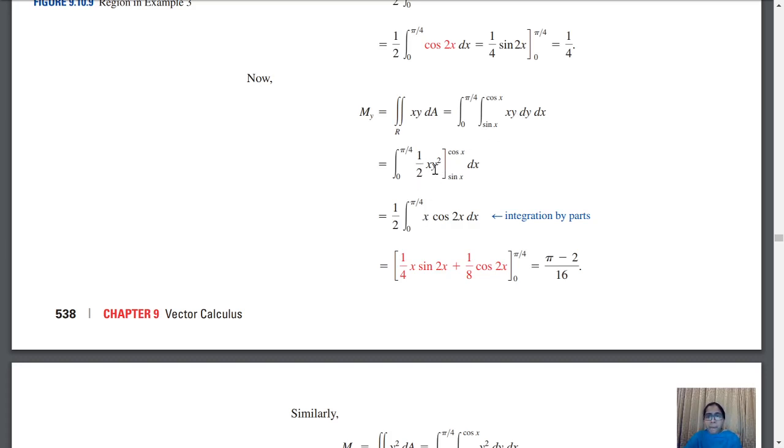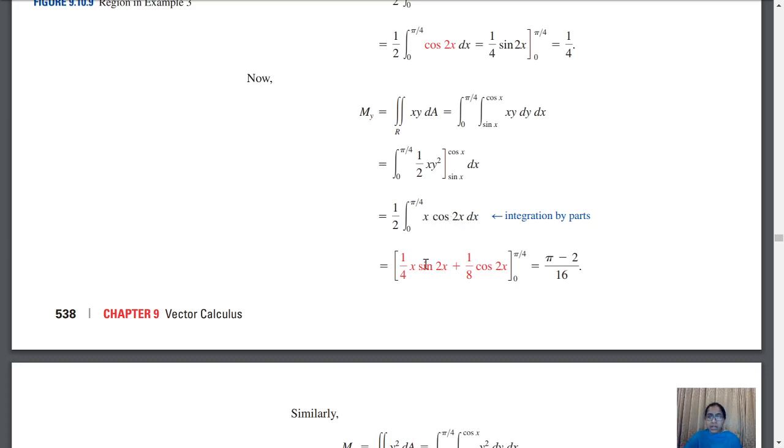So it will be x into cos square x minus sin square x, that is again cos 2x, right? So we are taking 1 by 2 out common. So 1 by 2 integral 0 to pi by 4 x cos 2x dx. So here we'll have to apply the integration by parts method.